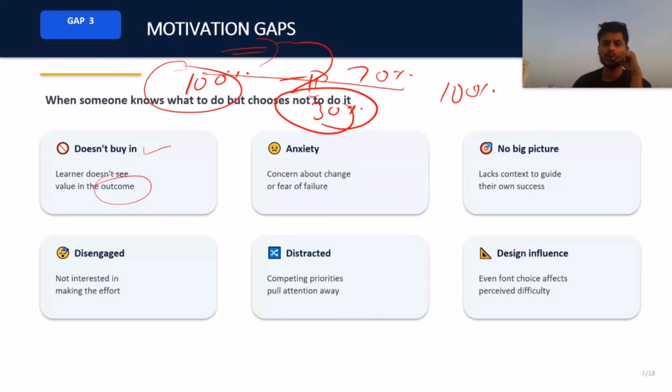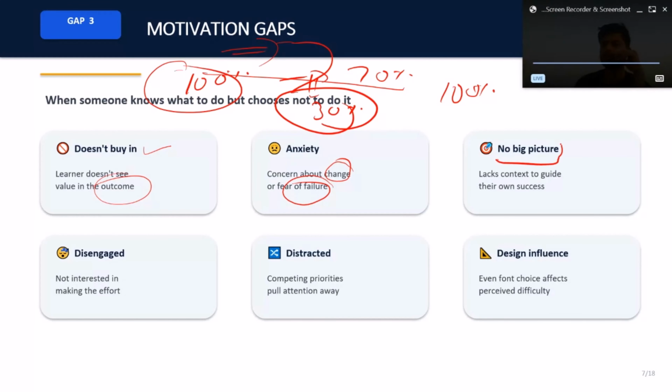anxiety, concern about change, or fear of failure. Like in the IT department right now, there is so much buzz around artificial intelligence doing coding, with AI tools. So now people are scared a bit, thinking about how their career will go further. So they are anxious, in anxiety. Okay, that can be a reason they are not performing. They are trying to switch to another role. So that can be the motivation gap.